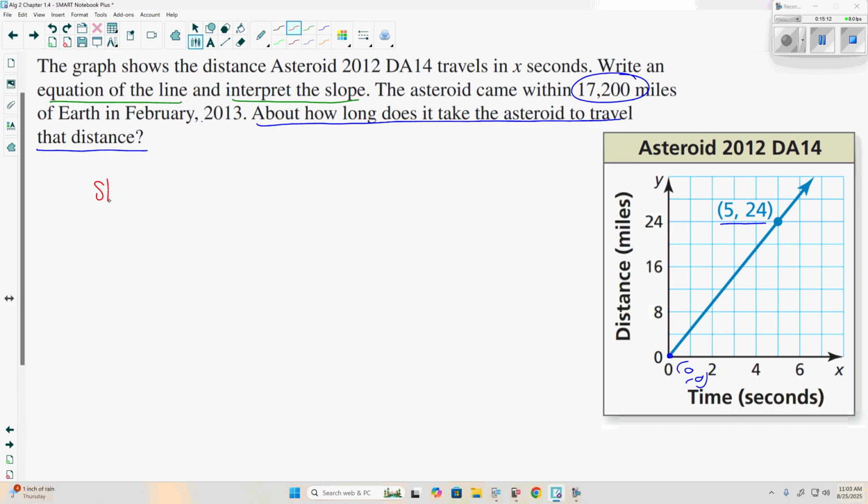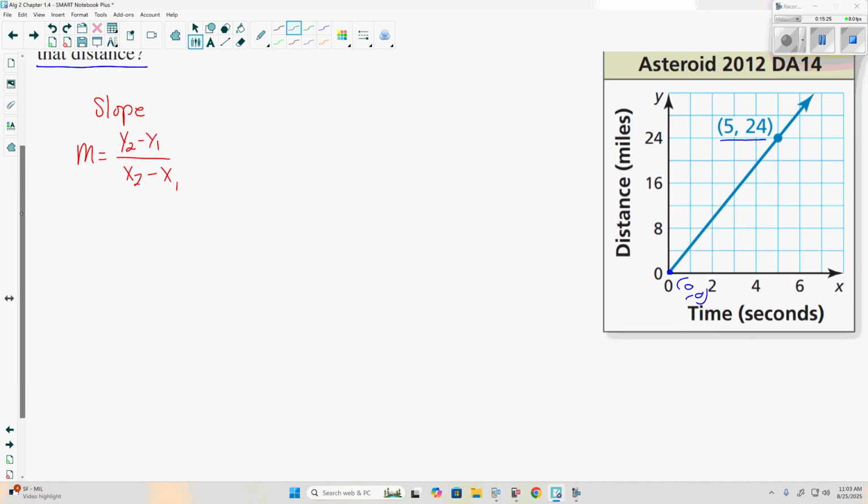So to find the slope, m is equal to y2 minus y1 over x2 minus x1. We do have 2 points here, so we do have 2 y values and 2 x values. It doesn't matter which y value we pick first. We just need to pick one of them.